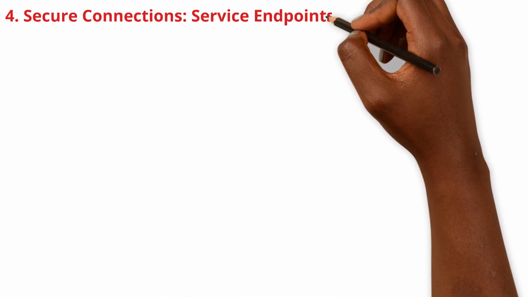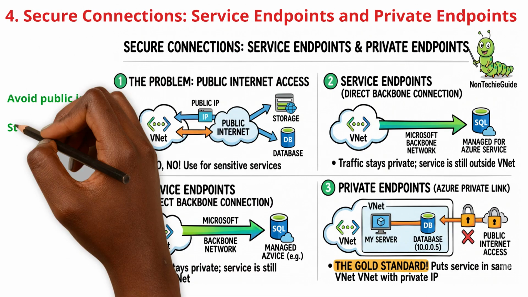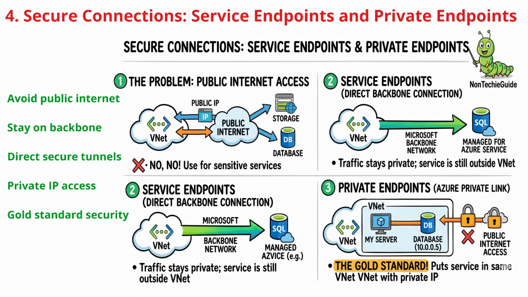In the world of cloud security, the goal is to keep your data off the public internet. Azure gives us two powerful ways to do this. First, we have service endpoints. Think of this as a secure, direct tunnel from your virtual network to an Azure service like SQL. Your traffic stays safely on the Microsoft backbone network, never touching the public web. While the service still technically lives outside your network, the connection is far more secure.